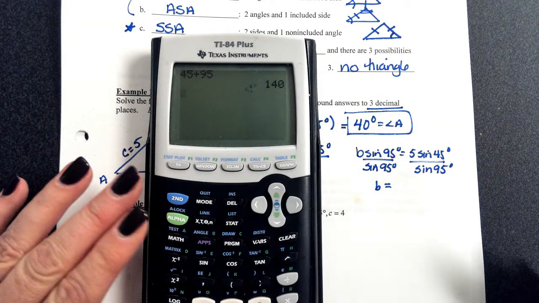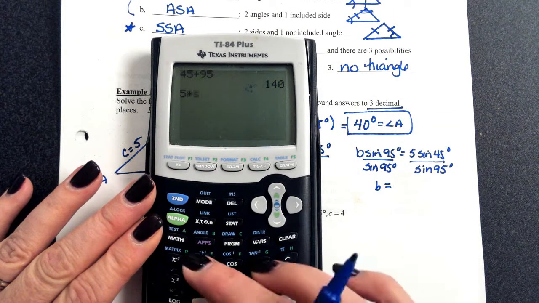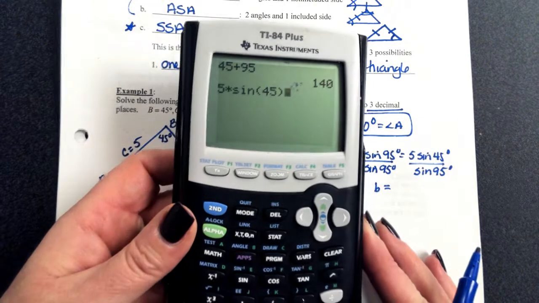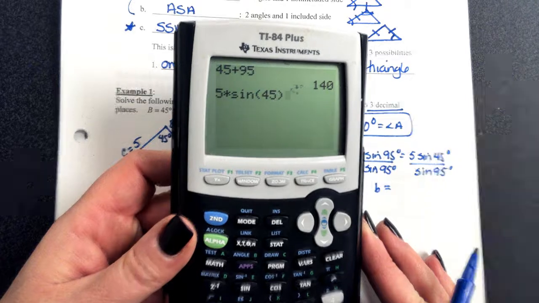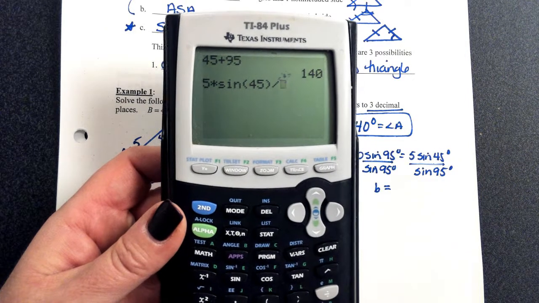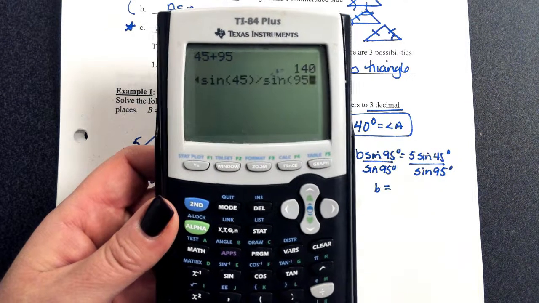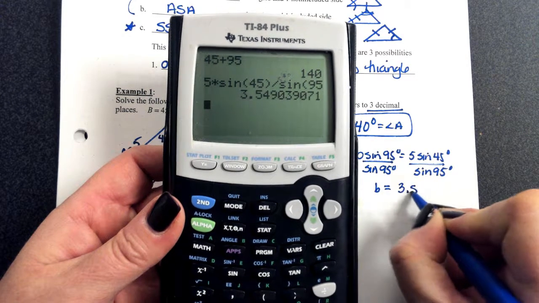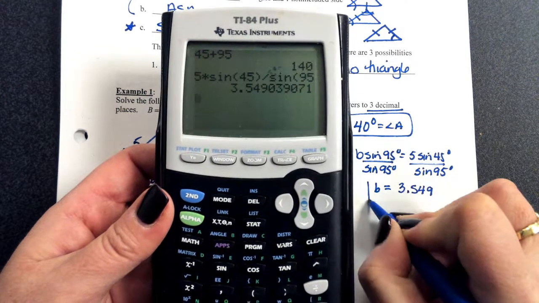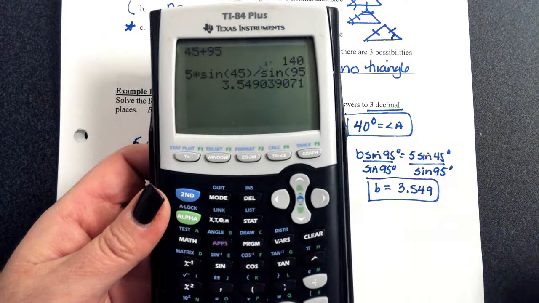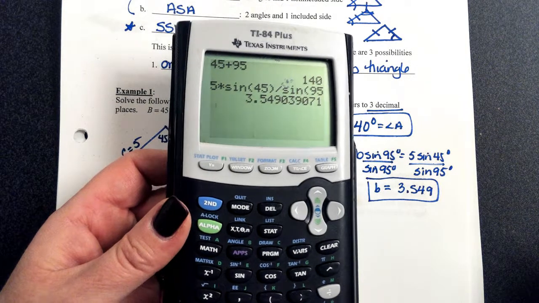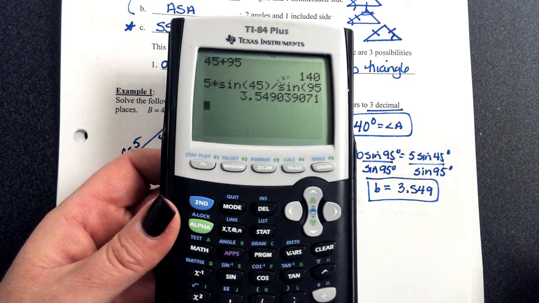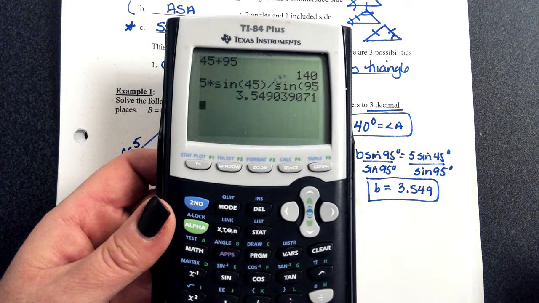Now I'm just going to type in 5 times the sine of 45. Make sure, guys, you close your parentheses after you type in 45, divided by the sine of 95. And I have side B to be about 3.549. Okay? Again, round to 3 decimal places. Any questions on how you solve for the side using the law of sines?